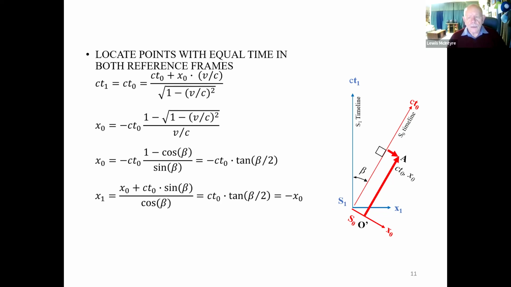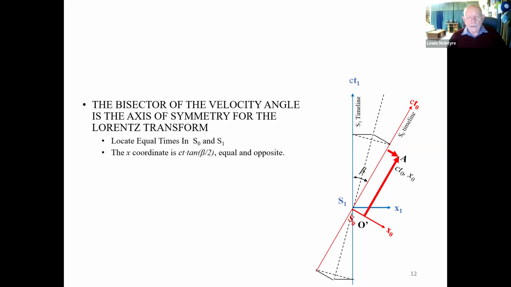Next, we do the Lorentz transform for x1 using the value we just determined for x0 and determine that x1 is equal to and opposite to x0. We can then see that if we locate identical times on both time axes, the resulting x values are equal to the time multiplied by the tangent of beta over 2 with opposite signs.